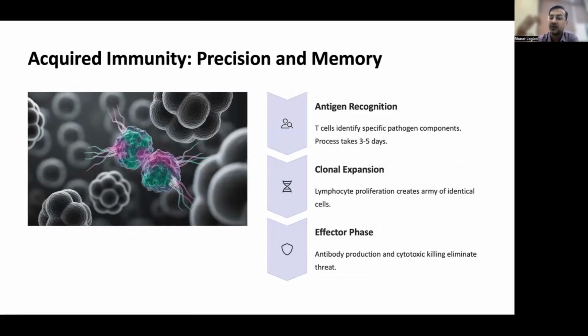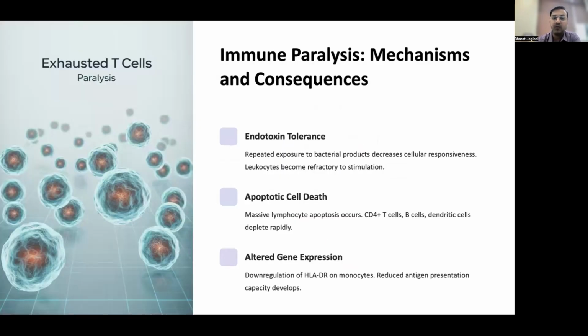T cell identifies the specific pathogen components. The process takes 3 to 5 days, with lymphocyte proliferation, antibody production, and cytokine killing, eliminating the threat. So, what comes next is the immune paralysis, that is, the mechanism and consequences of the innate and the acquired immunity.